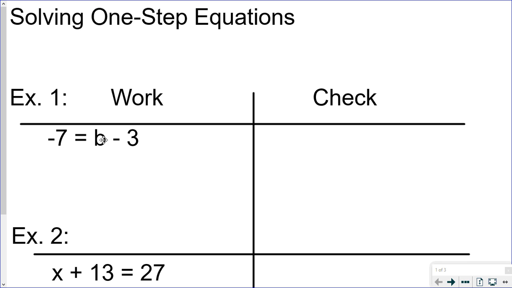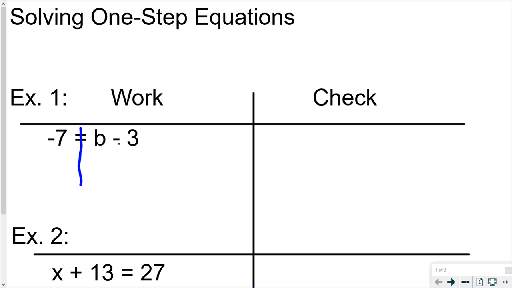The way we do this is by getting the b by itself, so that we have b equals some number. And the way that we get the b by itself is by getting rid of whatever is with it, in this case minus 3, and we do that using opposite operations. So you do the opposite of what you see. In this case, I see b minus 3, so the opposite of minus 3 is plus 3.